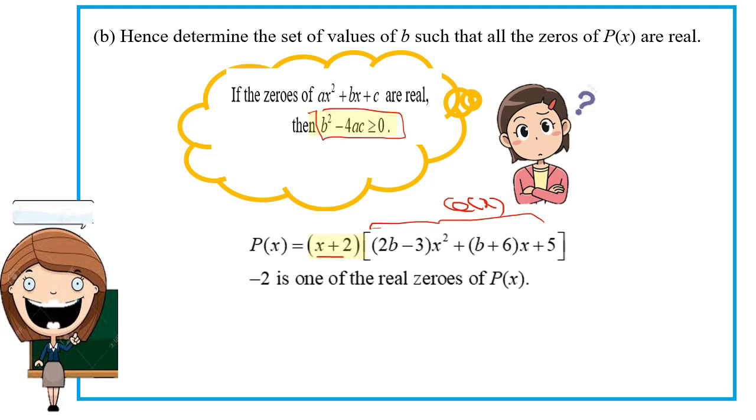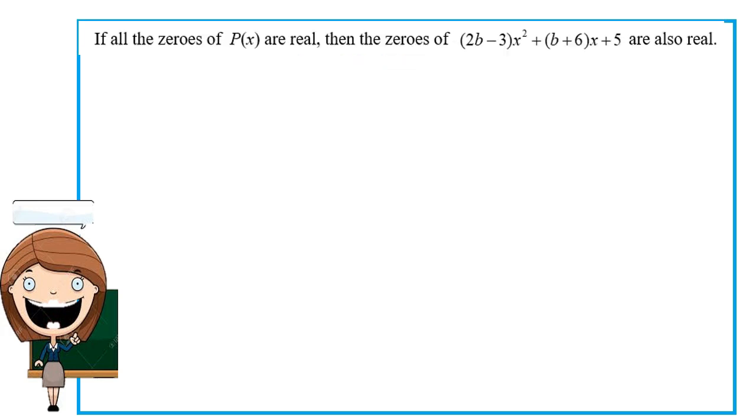Okay, so x plus 2 gives us minus 2 as a zero, which is already a real zero. So how are you going to prove that the quadratic also has real roots? Let me show you. If all the zeros of P(x) are real, the zeros of Q(x) must also be real. Since this is a quadratic, we may assume this is the a, this is the b and this is the c. So we make sure that the discriminant is greater than or equal to 0.